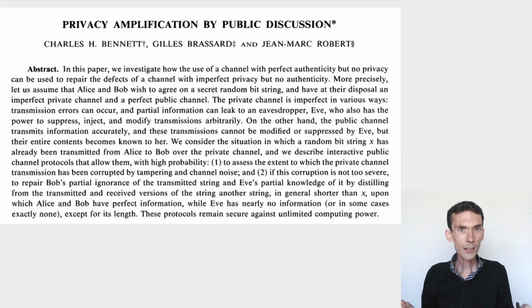It's going to be very useful because it lets us reduce the task of producing a key that's uniformly random and uncorrelated from the eavesdropper to the weaker task of generating a key that has some amount of uncertainty with respect to the eavesdropper. So this idea that such an amplification of privacy could be possible, this is an idea that was first introduced by Bennett, Brassard, the inventors of quantum key distribution, with their collaborator Robert in the late 80s. Here I put for you the title and abstract of their paper.